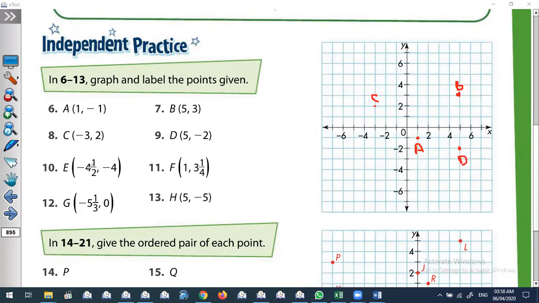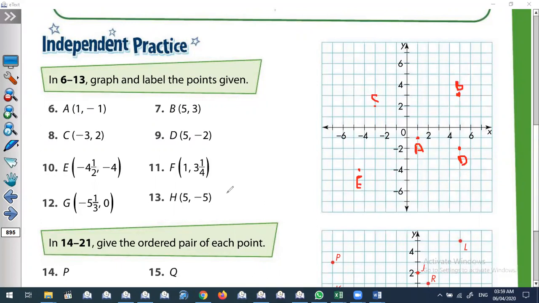E, negative 4.5 and negative 4. Let's find negative 4.5 first on x. On x again, I said it more than one time. X first. Negative 4.5 is exactly here, between negative 4 and negative 5, exactly in the middle. And negative 4, go down, negative 4. Here, negative 4. So this letter is E.